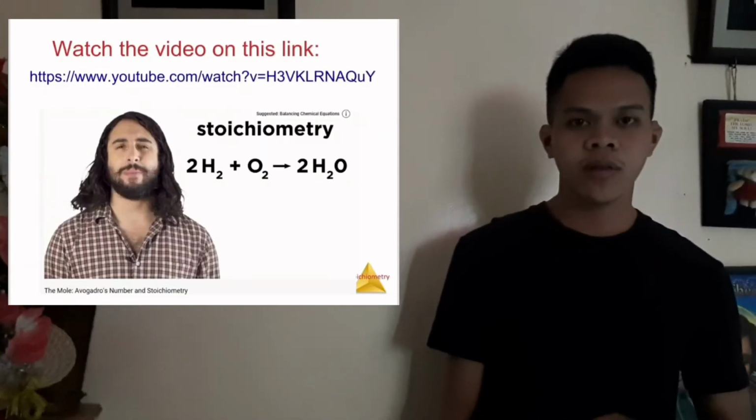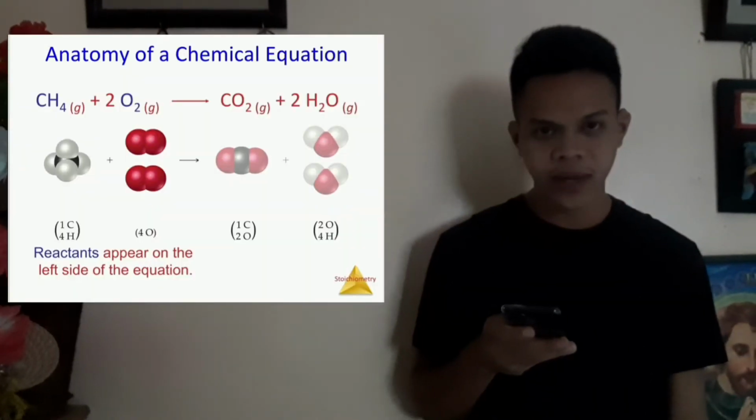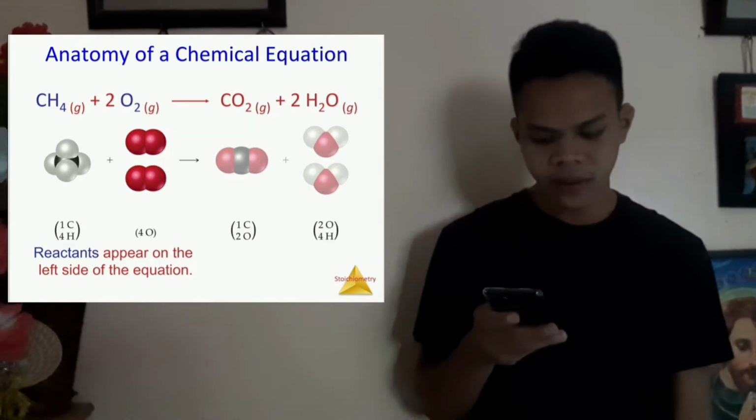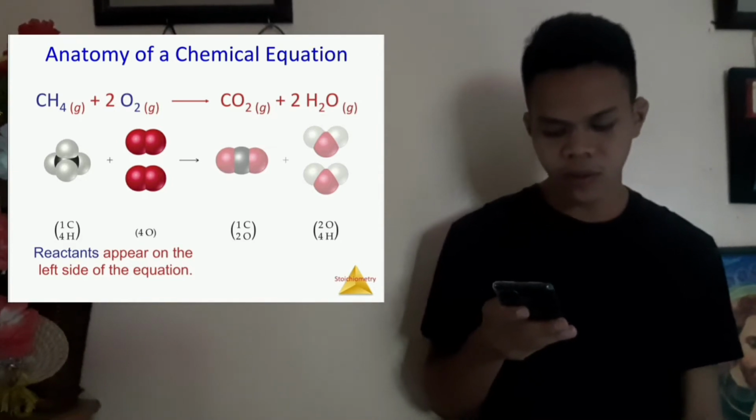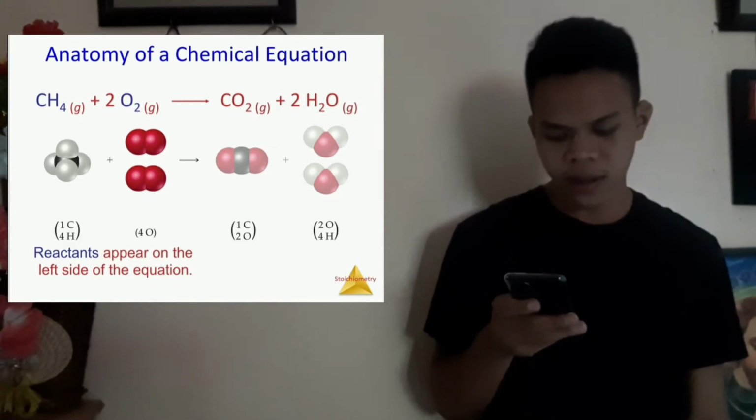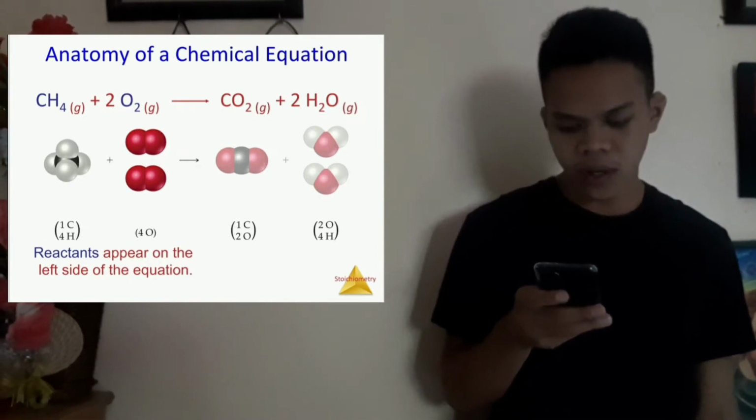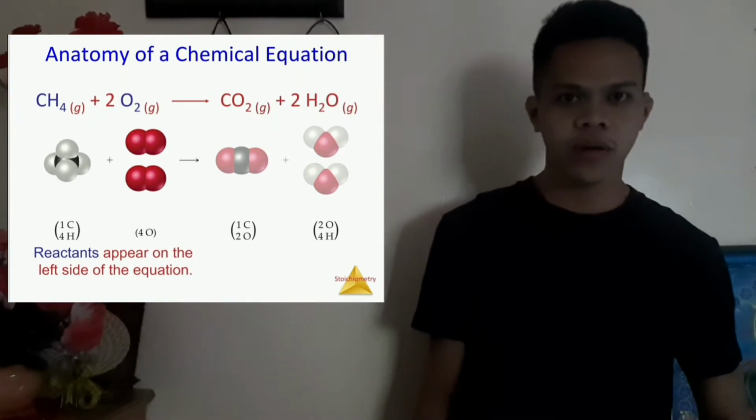For more information, you can watch this video about the chemical balance. The anatomy of a chemical equation. We have to make the balanced equation, which is 4 grams of methane plus 2 grams of oxygen equals carbon dioxide 2 grams plus 2 grams of water. That is the chemical balanced equation.